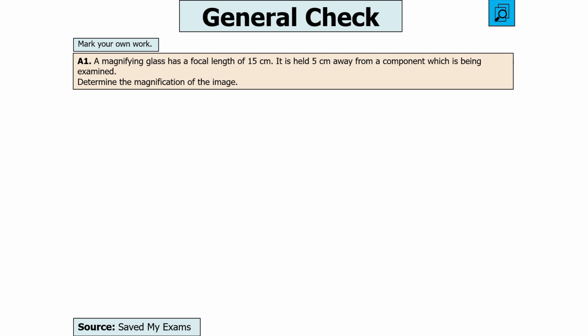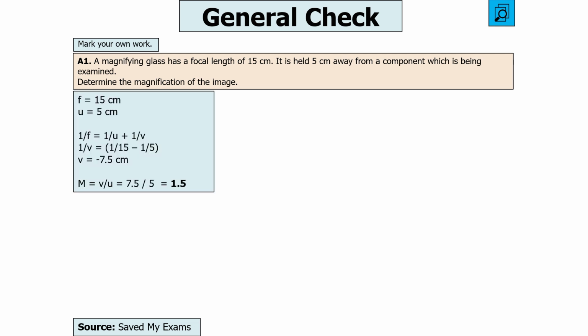Right, in this first one, you've got to remember that if it's got a focal length of 15 centimeters, we can say f is 15 centimeters. It's held 5 centimeters away from the components being examined, so u is 5 centimeters. We've then got to use our equation for lenses, which is 1 over f equals 1 over u plus 1 over v. Pop in all the values, and you get v to be minus 7.5 centimeters. Now, we also know magnification is going to be v, the image length, divided by u, the object length. So it's 7.5 over 5, so the magnification is 1.5.